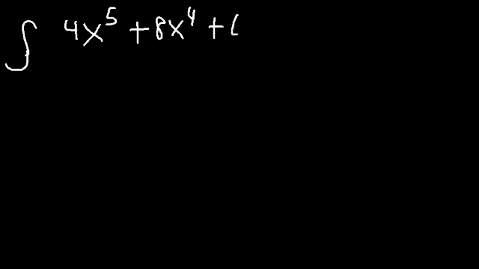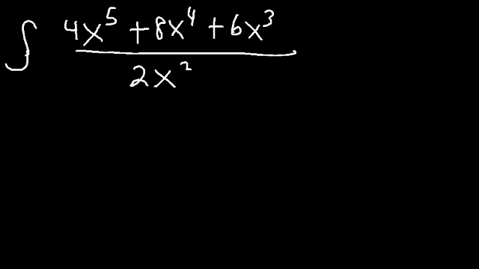Try this one. Go ahead and find the antiderivative of 4x to the 5th power plus 8x to the 4th power plus 6x cubed divided by 2x squared. So what do you think we should do in this situation? If you have a fraction with only one term in the denominator, separate it into 3 smaller fractions. Divide everything in the numerator by 2x squared.